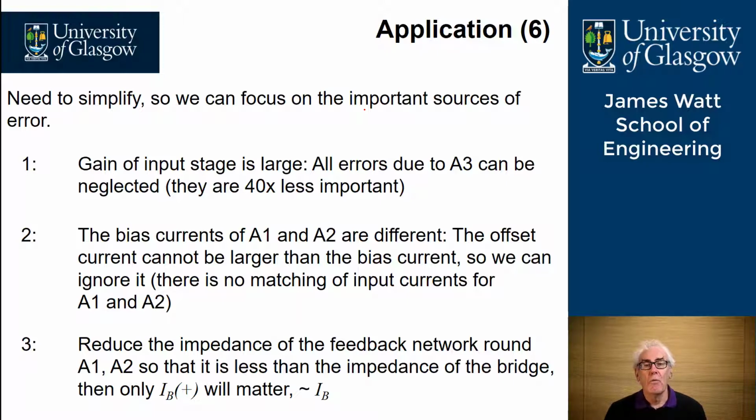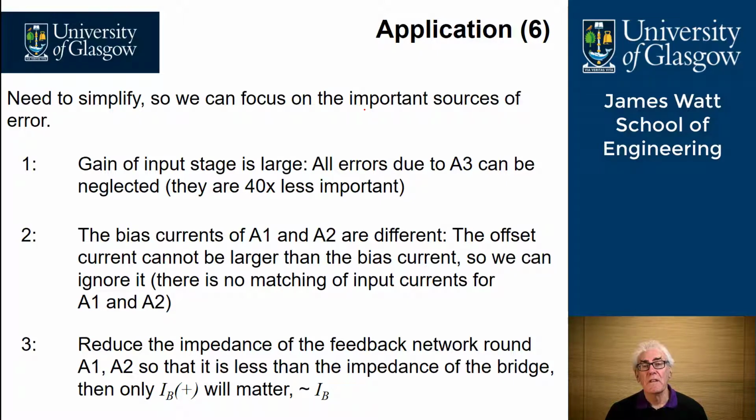So we're going to ignore it, and we're also going to assume there is no matching of input currents for A1 and A2 because they could be two separate and discrete amplifiers. The third point is we will reduce the impedance of the feedback network around A1 and A2 so that it is less than the impedance of the bridge that's supplying the signal.